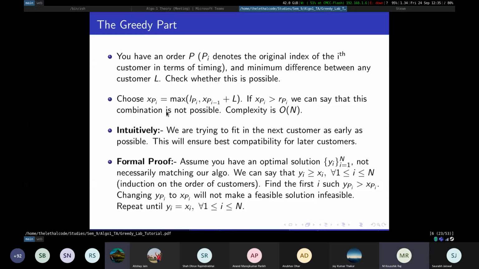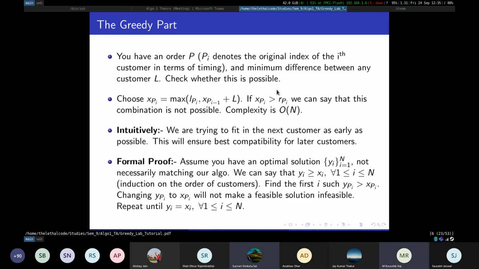Okay. And XPI minus 1, yeah. Sir, how can we choose L before? Since L is a big range, varying from 0 to M. Yeah, that's why I'll come to that. For now, assume you have been given L.